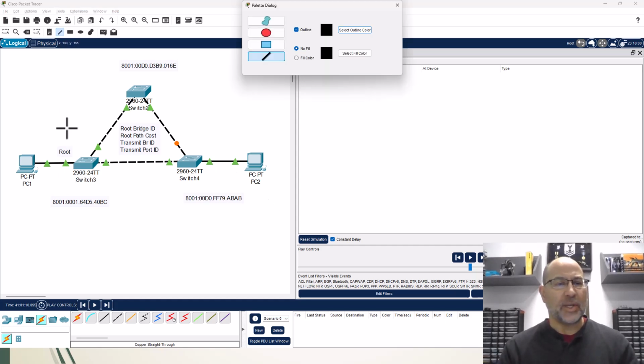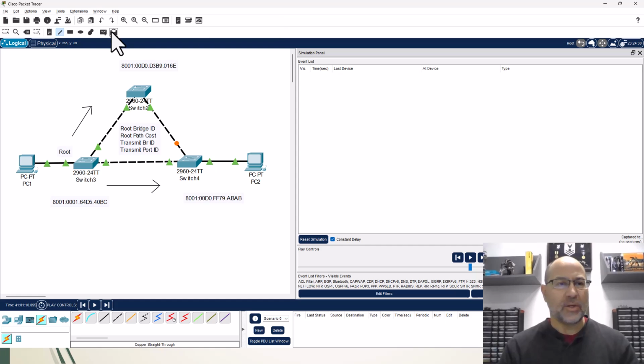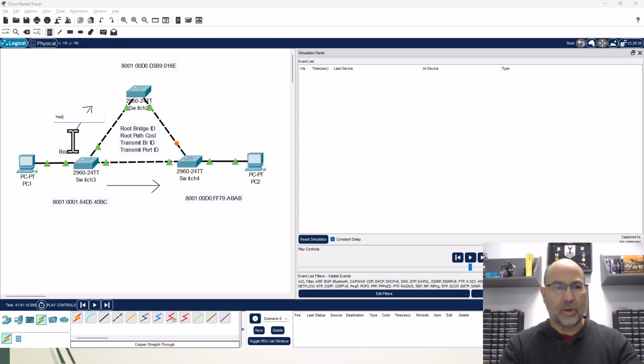So if I take a look at the BPDUs that are going in this direction and the BPDU that is going in this direction, what I should see is that the path cost is 0. So I'm going to make a note here. Path cost equals 0. And path cost equals 0. BPDUs flow away from the root.